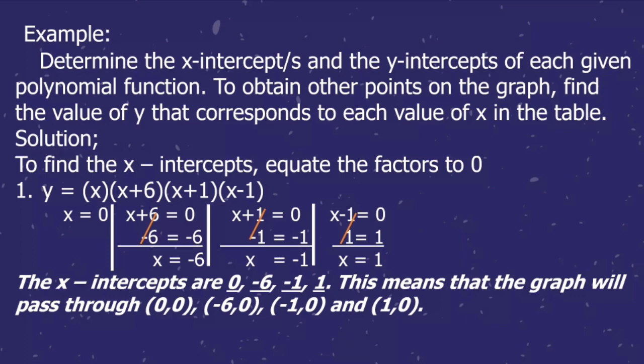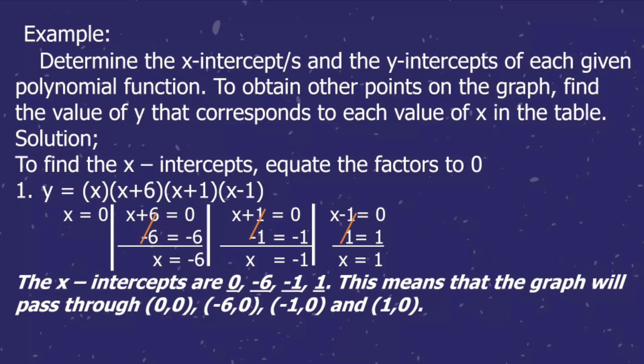So we have the given polynomial function: y is equal to x times the quantity x plus 6 times the quantity x plus 1 times the quantity x minus 1. The polynomial is in factored form. So let us equate each factor to 0. So we have x is equal to 0, x plus 6 is equal to 0, x plus 1 is equal to 0, and x minus 1 is equal to 0.